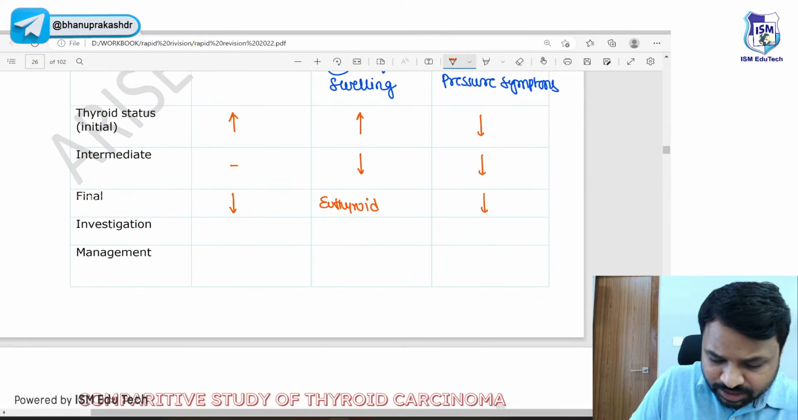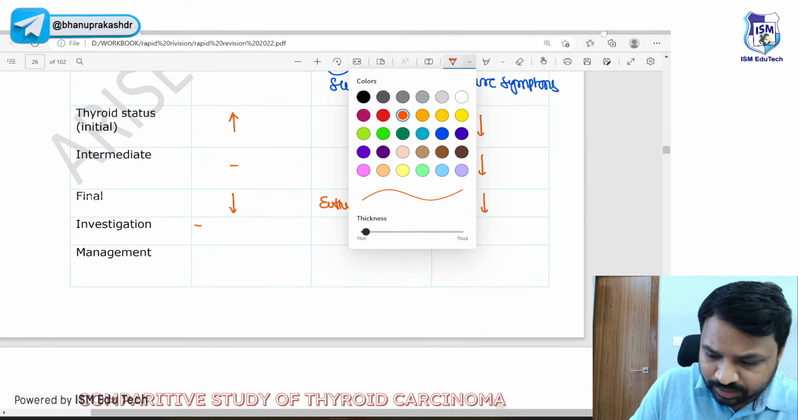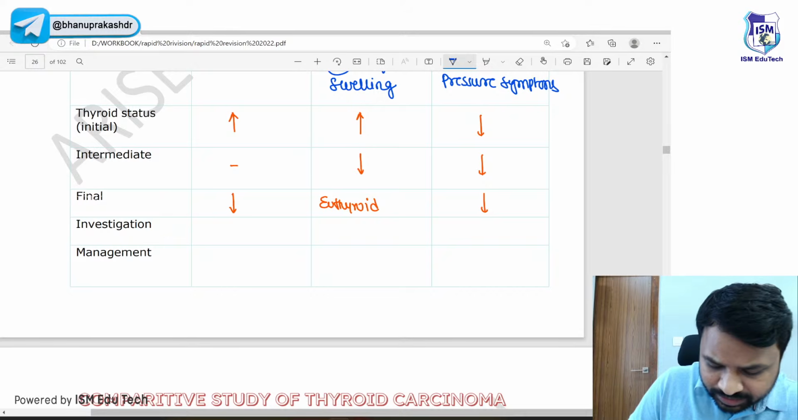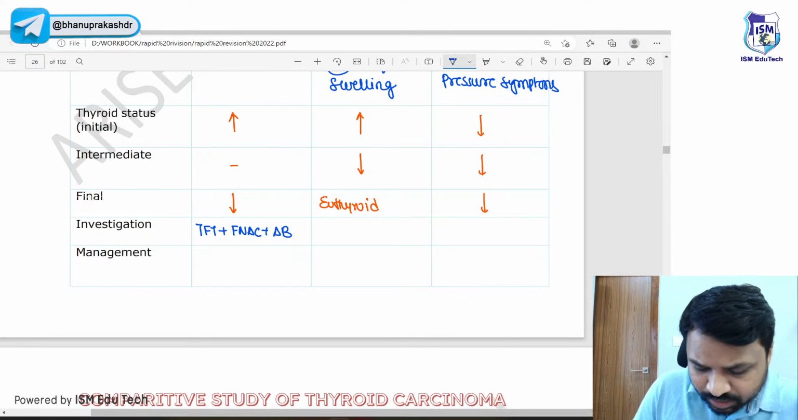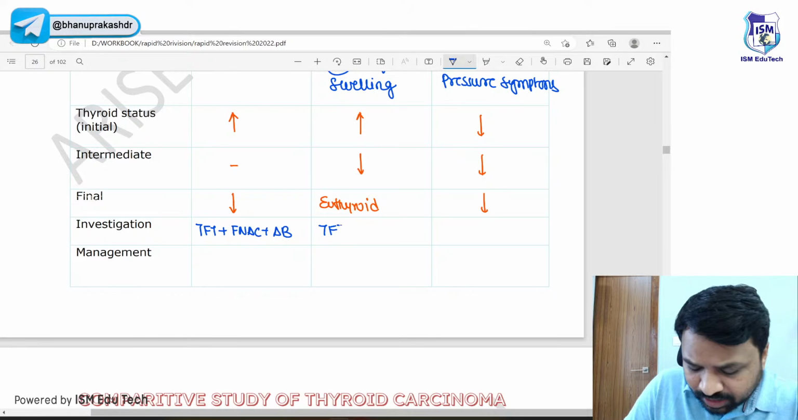Now for the investigation, obviously I will be performing the thyroid function test with FNAC with antibody titer. Here, I would do a thyroid function test with ultrasound, which is more than enough.